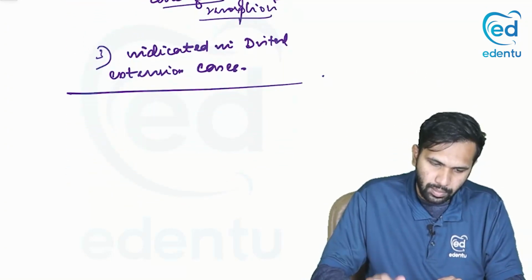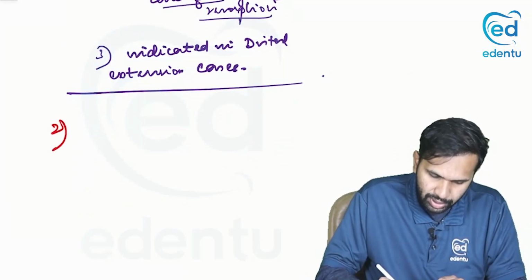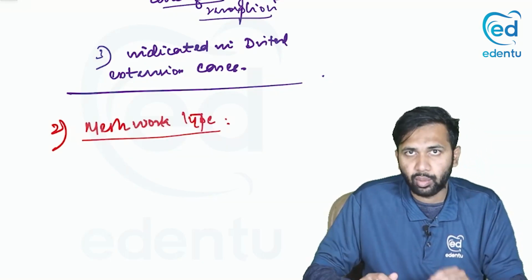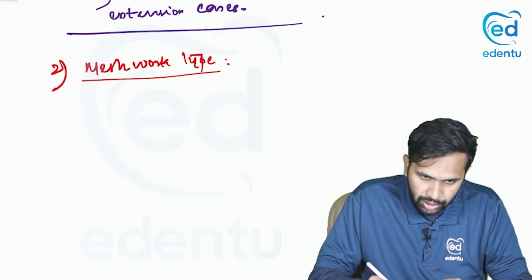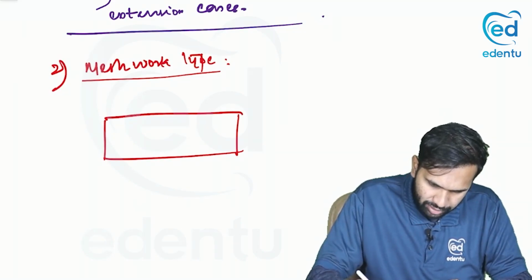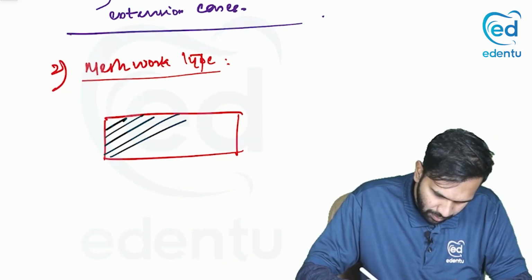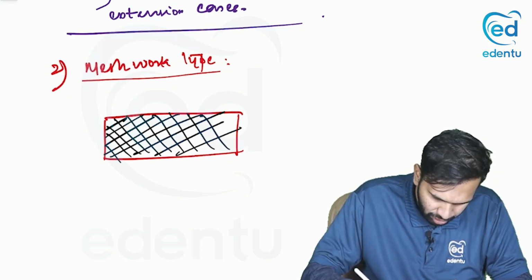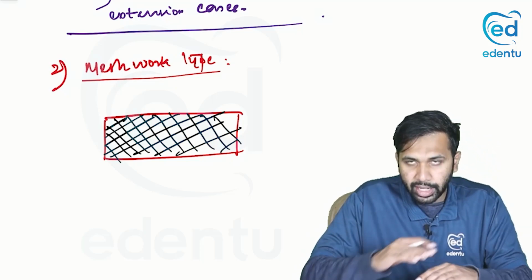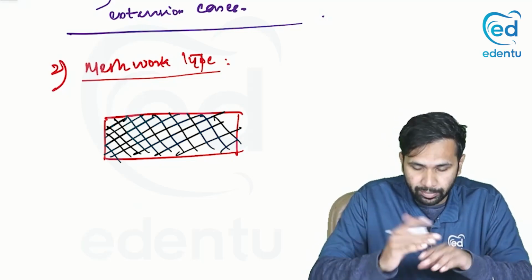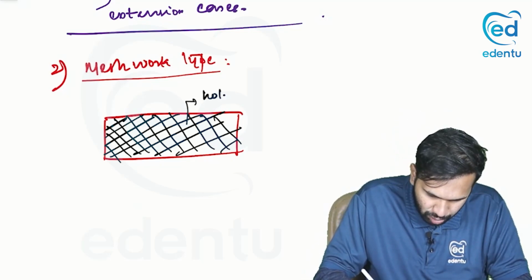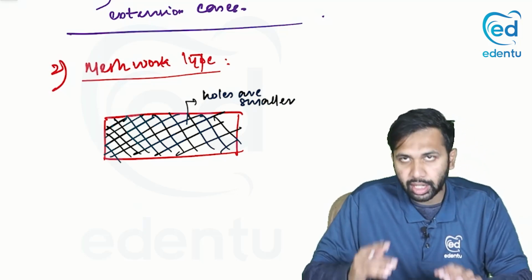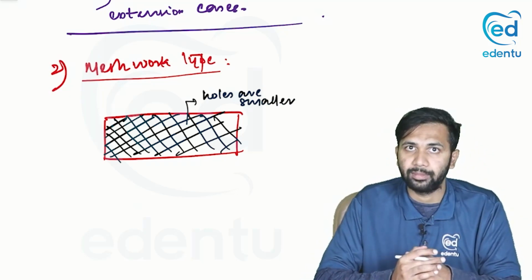Now, coming to the second type, it is called the meshwork type. What is a mesh? Something like a net. So in your meshwork, you have something like a net like this, right? Like a filter, you can imagine. So this again is made up of metal like a mesh, and its holes are smaller compared to the first type, the lattice work or the loop ladder.